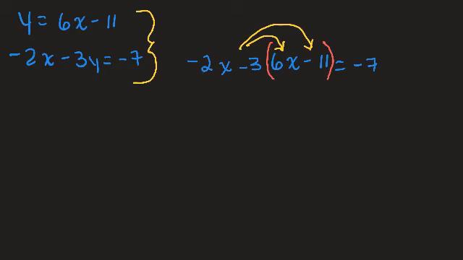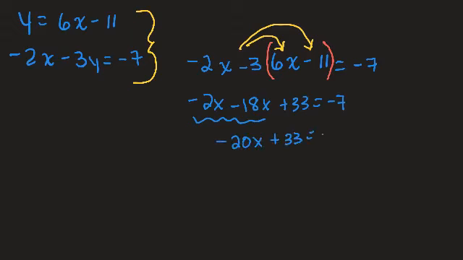So let's do that. Start by distributing. Negative 3 times 6x is negative 18x. Negative 3 times negative 11 is positive 33 equals negative 7. Now I combine my like terms. I get negative 20x plus 33 is equal to negative 7. Now I'm going to subtract 33 from both sides. I get negative 20x is equal to negative 40. Divide by negative 20, and x is equal to positive 2.